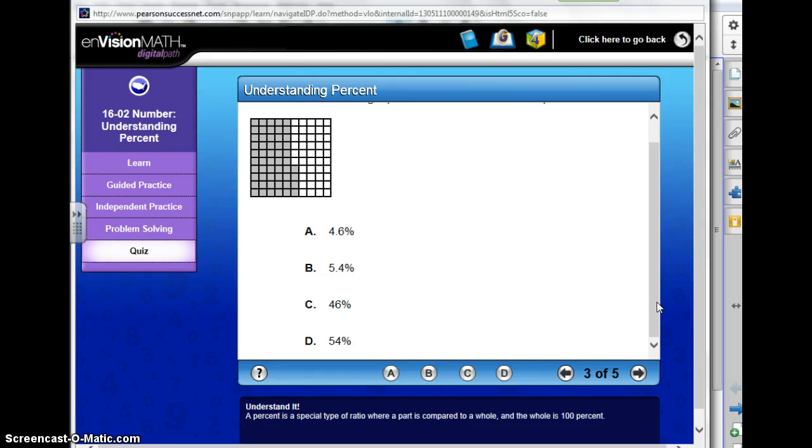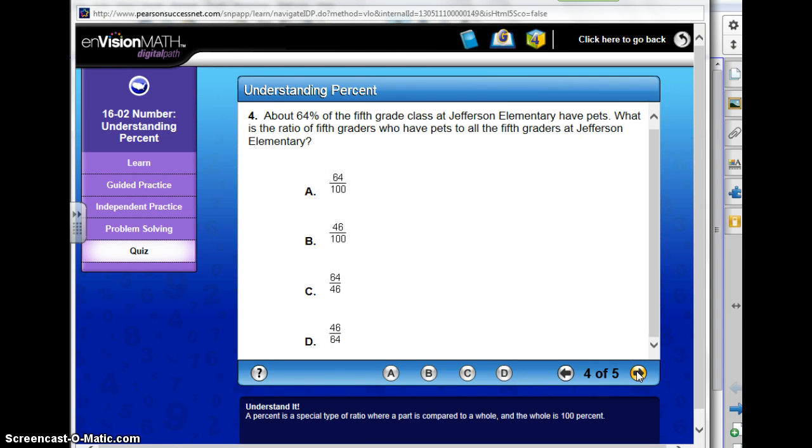Okay, you've given me 2 answers. Which one do you want to choose? 54%, letter D. Now, if 64% of the 5th graders have pets, how would we write that as a ratio? Aiden? 64 to 100. Could that be simplified?